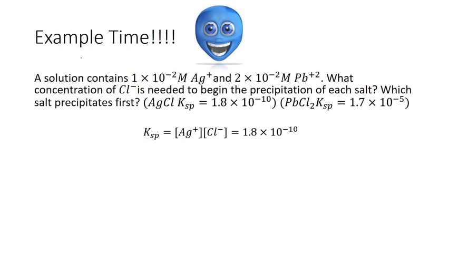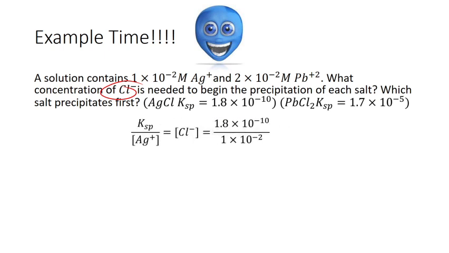And so if we're looking for the concentration of chloride that is needed to make this precipitate, we rearrange this to solve for chloride, where we have KSP over [Ag] equals [Cl], which means we have the KSP over the concentration of silver. And when we do that math, we get 1.8 times 10 to the negative 8 molar. So this is the concentration of chloride at which silver chloride will start to precipitate out of this reaction.